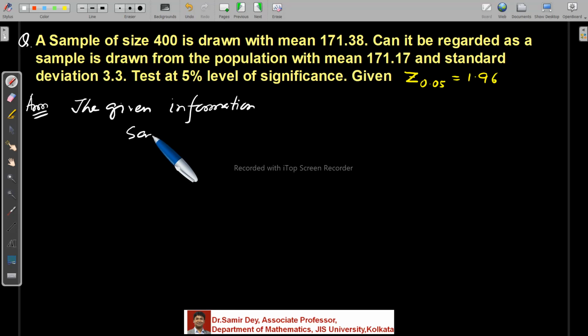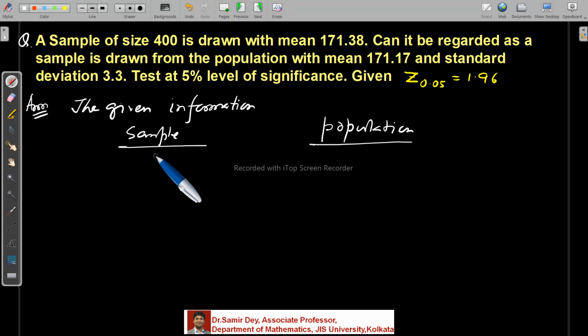So first one is for sample and second one is for population. So already you know, in case of sample the mean is x bar. What is the mean given? Mean is equals to 171.38. What about the sample size, that is called n? Sample size is equals to 400. Clear? Is there any other information about the sample? No. Now come to the population.